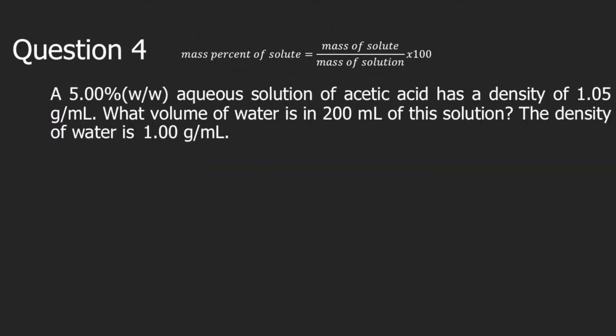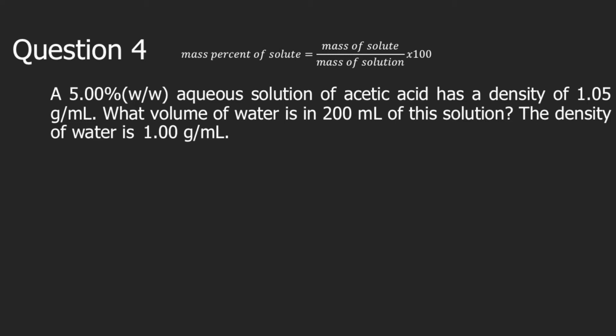Last question is question number 4. Again, you can pause the video and go back if you have an answer. A 5% weight per weight aqueous solution of acetic acid has a density of 1.05 grams per ml. What volume of water is in 200 ml of this solution? The density of water is 1.00 gram per ml.